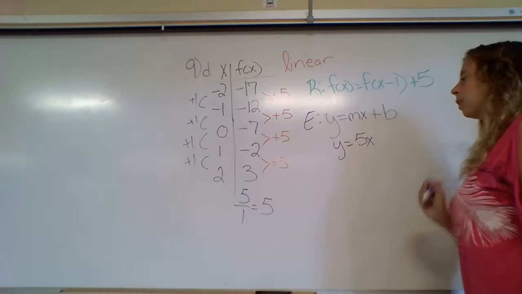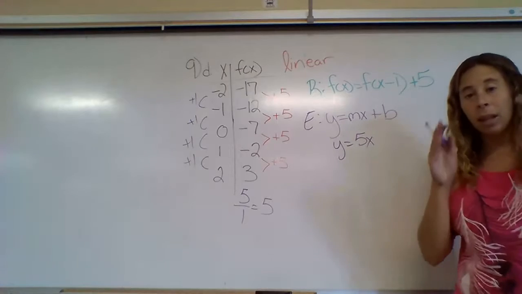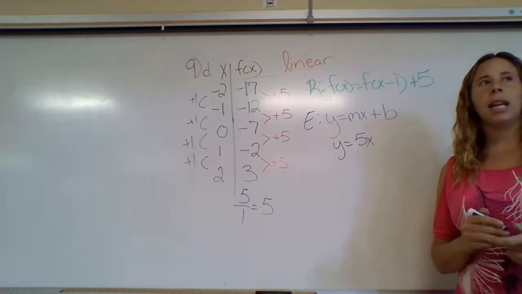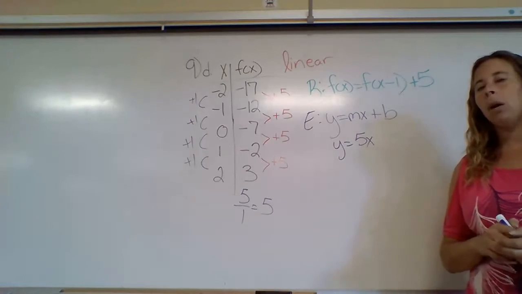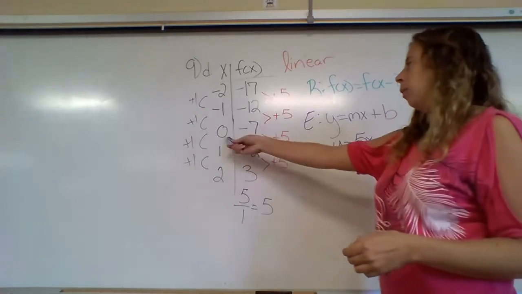So when x equals 0, what is y? They give it, they're nice. They give it to you in the table. When x equals 0, y is negative 7.